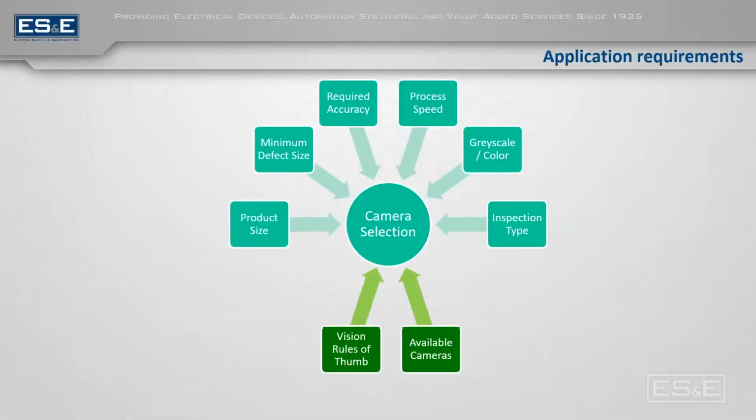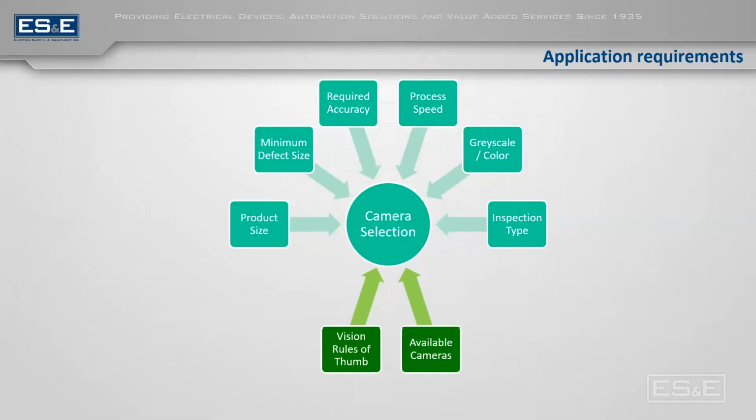Each machine vision application is different, but the way we go about picking cameras and lighting is all kind of the same. So what goes into a camera selection? We'll take the product and the size of it, your minimum defect size that you want to have on the object you're inspecting, required accuracy, what's your threshold, what do you want to be able to pass? Does it need to be 100% correct every time? Can it be 90% accurate and still pass?